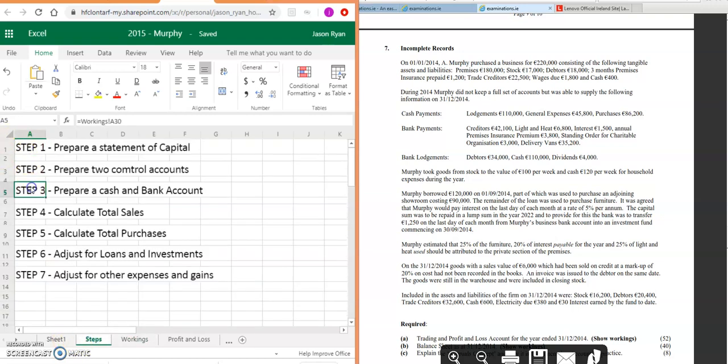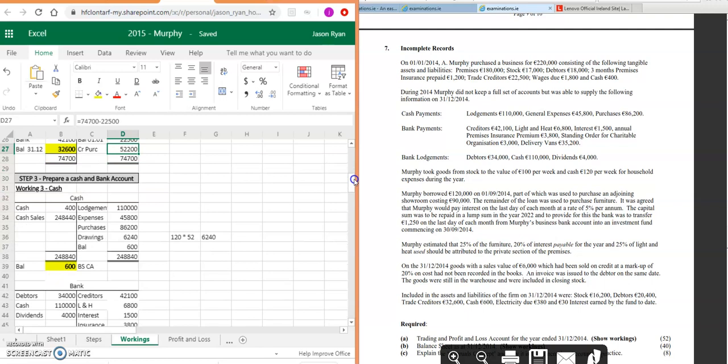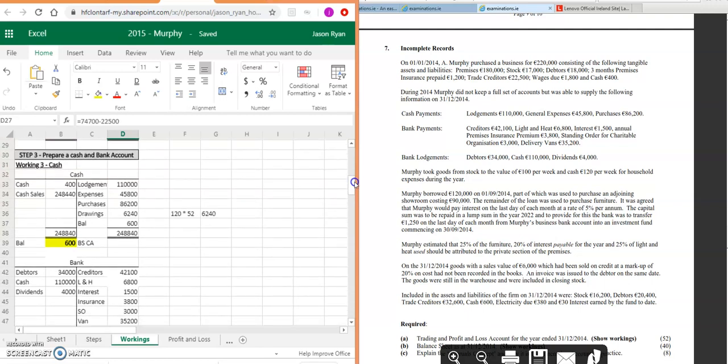After that, then you're going to step number 3. So prepare a cash and a bank account. So in here, we're just going to look at the figures we have for our cash, and we're going to look for the figures we have for our bank.